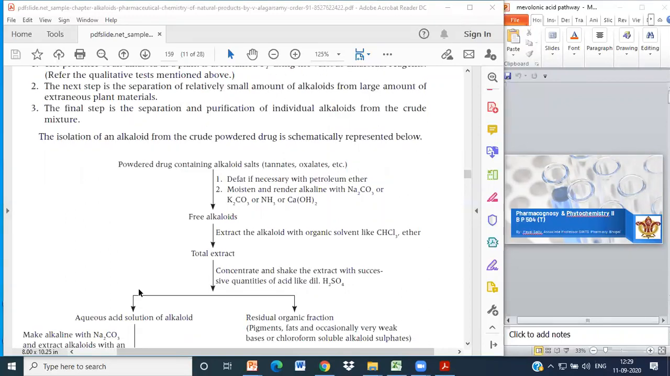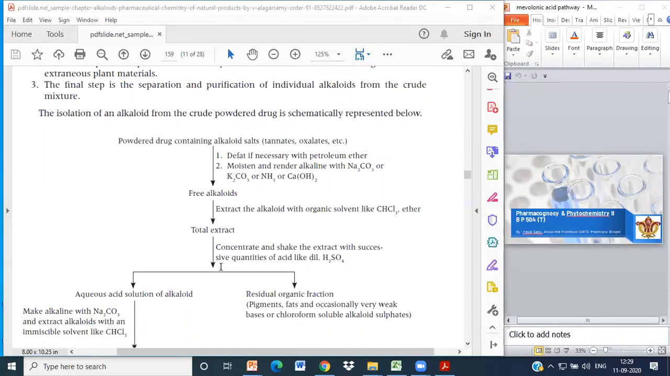You'll get the total extract. Now this total extract, concentrate and shake with successive quantities of acid like dilute H2SO4. Successive quantities means you have to do it little by little, slowly, with dilute H2SO4. Then you get two parts.